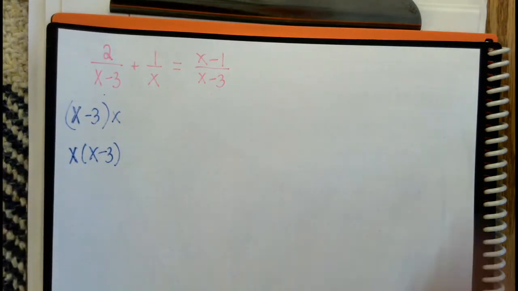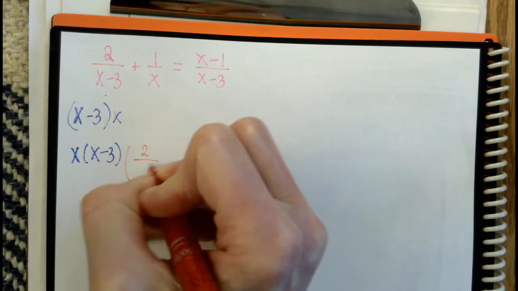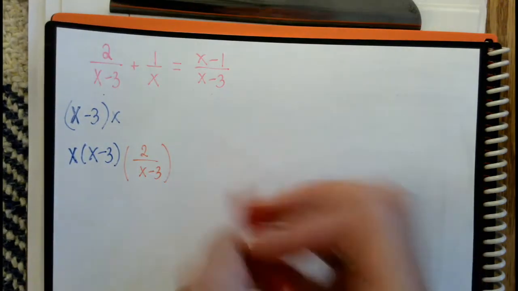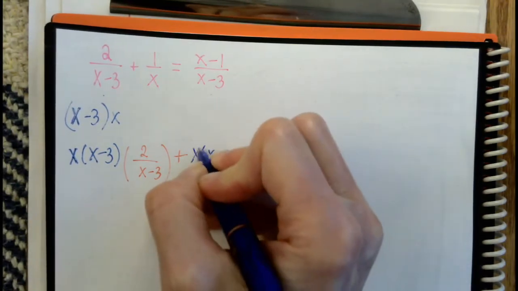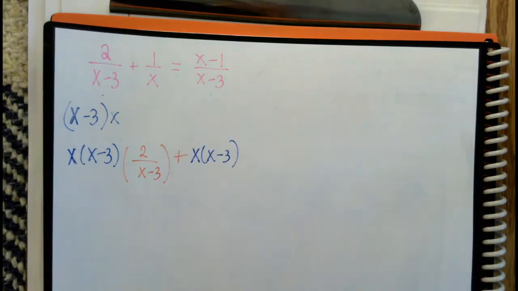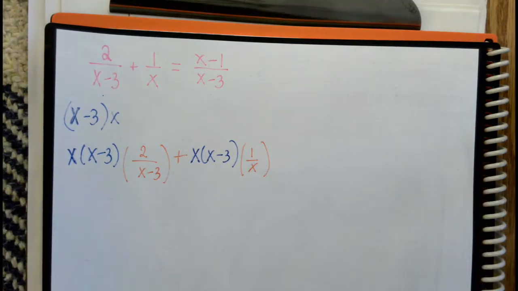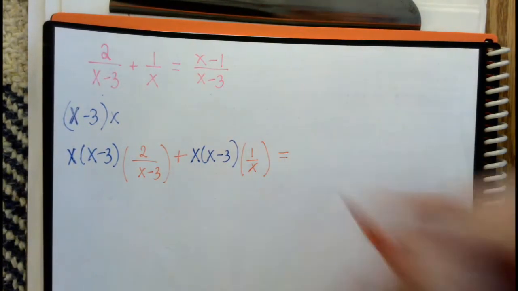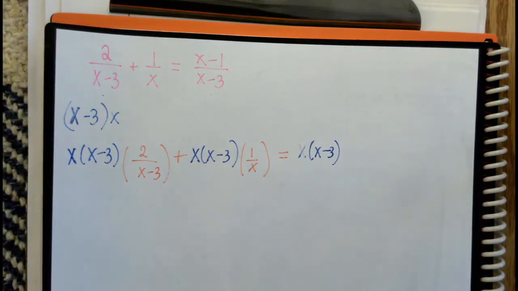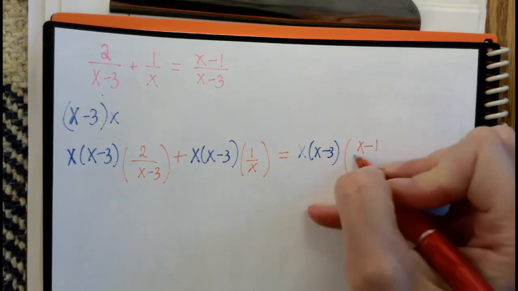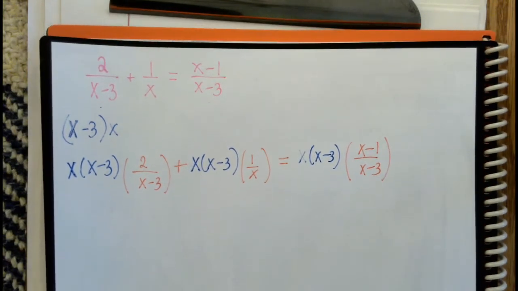So it's going to be x times x minus 3 times 2 over x minus 3, plus x times x minus 3 multiplied by 1 divided by x. And we have to do all of the terms in this. So it's going to be x times x minus 3, and then it's multiplied by x minus 1 divided by x minus 3. Now the reason we do that is because we can cancel out now.